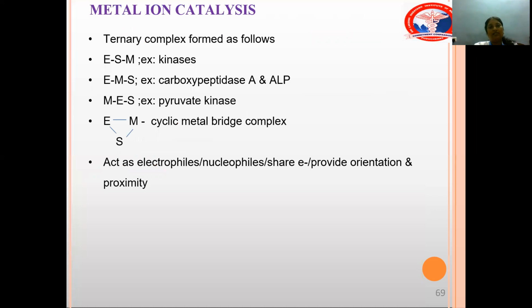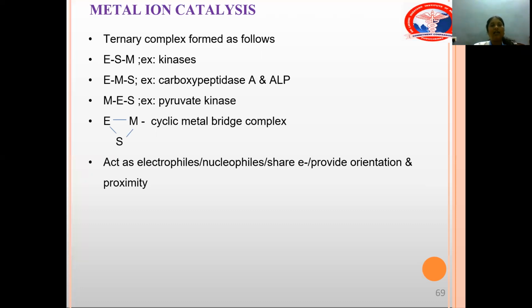The next one is metal ion catalysis. In metal ion catalysis, there will be a formation of a ternary complex, a three-component complex. This is formed as follows. Either it can be an enzyme-substrate-metal ion complex, an example for this category being kinases, or an enzyme-metal ion-substrate complex. Examples for this are carboxypeptidase A and alkaline phosphatase. The third is a metal ion-enzyme-substrate complex. An example for this is pyruvate kinase.